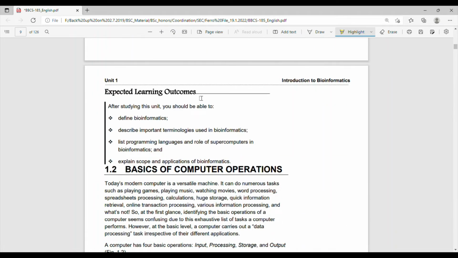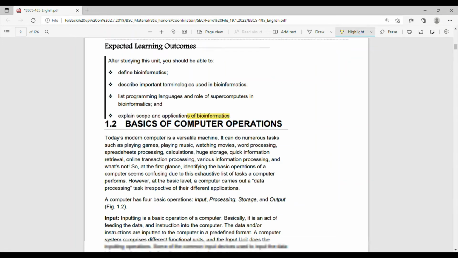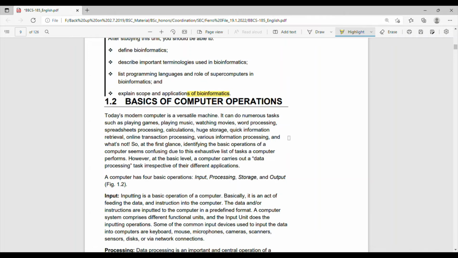Now coming to the expected learning outcomes. What are you going to gain after reading this chapter? You are going to have an understanding of bioinformatics. You will be able to define it and give the importance of terminologies in bioinformatics as well. You will be able to list various language programs used in the field of bioinformatics, define supercomputers, and explain the applications of bioinformatics. As I said in the earlier discussion, the key components of bioinformatics are both biology as well as information technology.